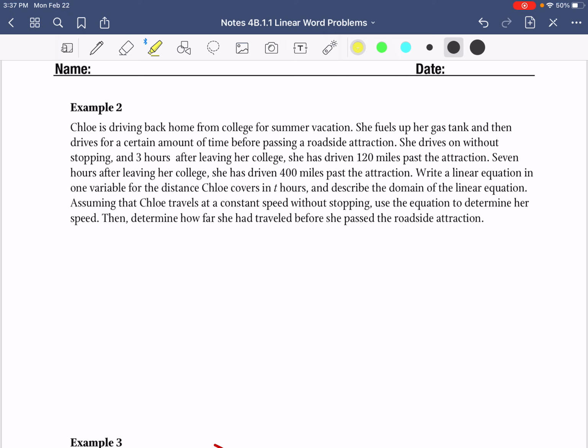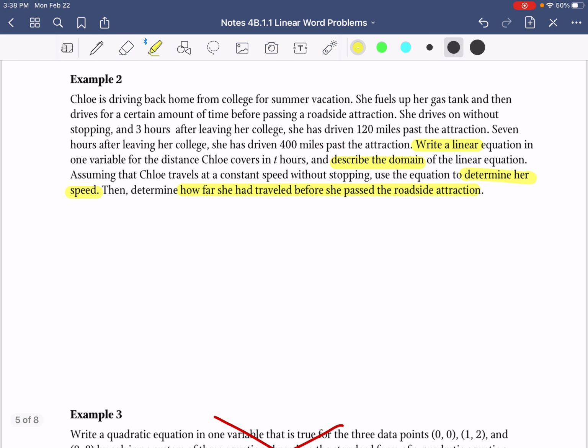Write a linear equation in one variable for the distance Chloe covers in t hours, and describe the domain of the linear equation. Assuming that Chloe travels at a constant speed without stopping, use the equation to determine her speed. Then determine how far she traveled before she passed the roadside attraction. So it asks us for a lot of things. Write a linear equation, describe the domain, determine her speed, and then how far she traveled before she passed the attraction.